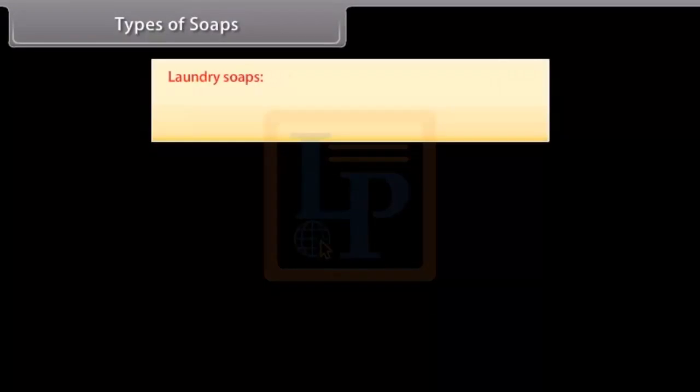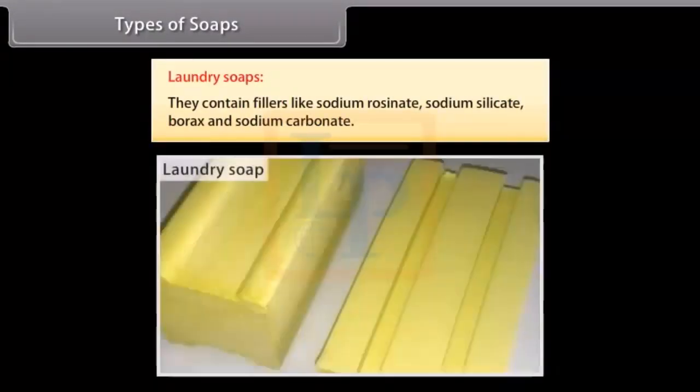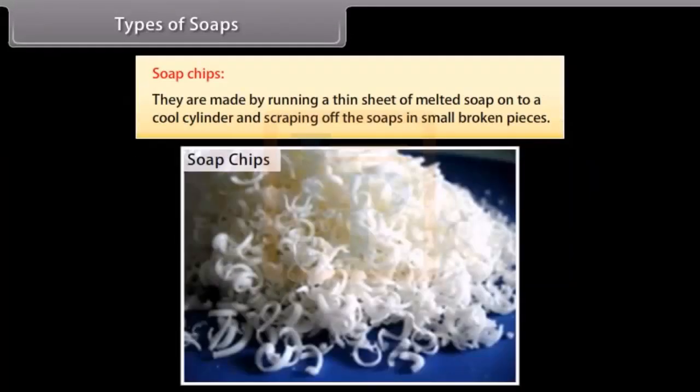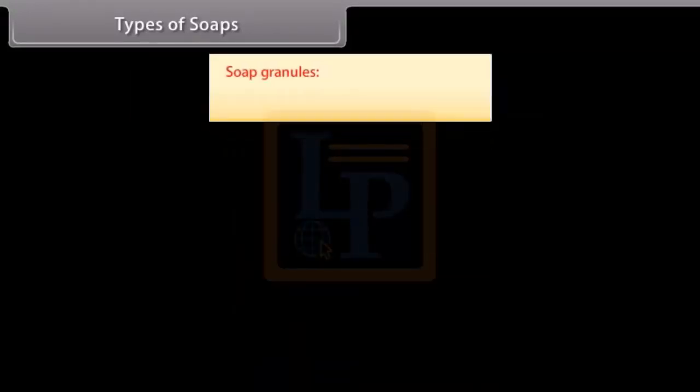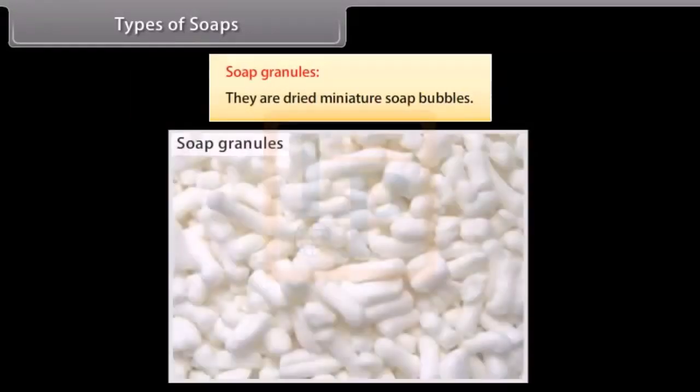Laundry soaps. They contain fillers like sodium rosinate, sodium silicate, borax and sodium carbonate. Soap chips. They are made by running a thin sheet of melted soap onto a cool cylinder and scraping off the soaps in small broken pieces. Soap granules. They are dried miniature soap bubbles.